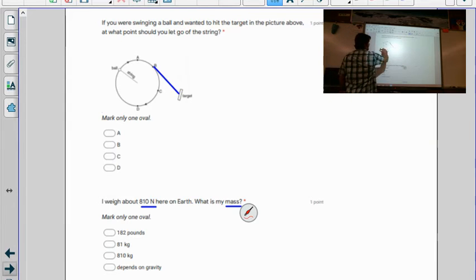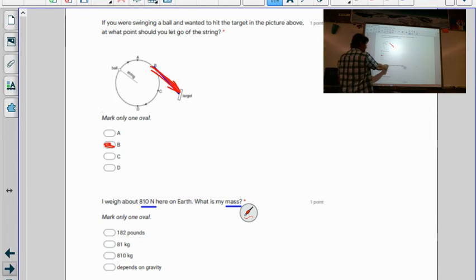So I already drew this one in. If you swing this around and let go at point B, it will continue moving in the tangential direction of what it was going. As it's swinging around, it's coming in that direction. It will hit the target there. So that is at point B.